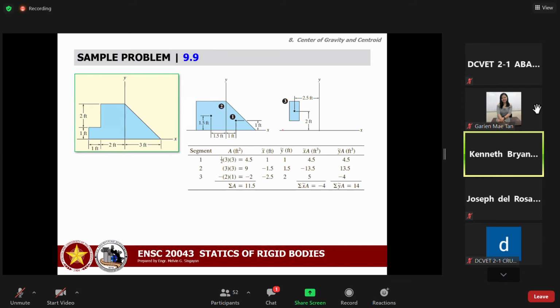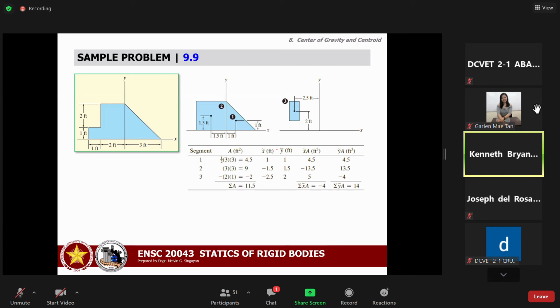The rectangle which will be subtracted, the location of the centroid is here. If that is a rectangle, the location of the centroid is 1/2 of the base here, so 0.5. However, the location of the centroid should be referred to the origin. So this is 0.5 plus 2 feet because this is 2 feet. The location of x curl is 2.5. And since this is found to the left of the origin, the sign is negative. So it's negative 2.5.